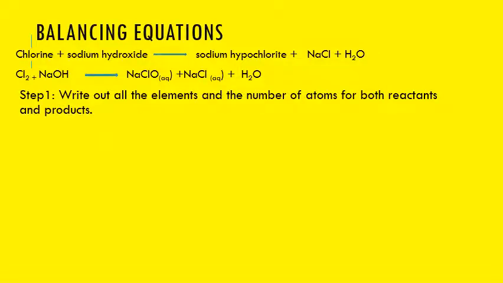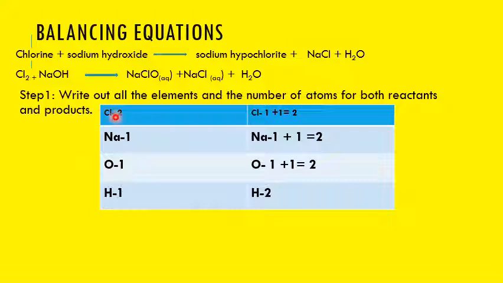So now we are ready to go ahead and balance equations. Our first step is we have to write all of the elements and the number of atoms for both reactants and products. So there you have it. So chlorine, I look at chlorine over here, how many atoms does it have? 2. So I'm going to put 2 on the side of chlorine.